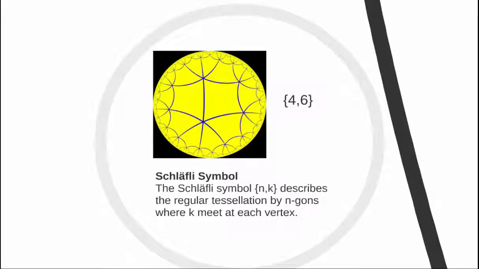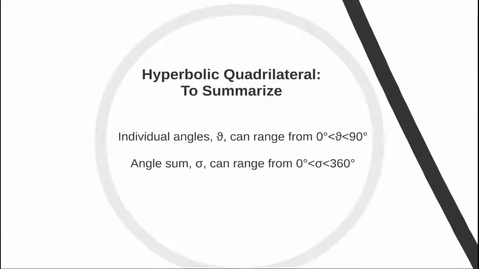This model also notes a quadrilateral using the Gillespie notation. The 4-6 represents a 4-sided polygon with 6 polygons touching at any one vertex. In summary, the individual angles range from 0 to 90 degrees, and the angle sum of a quadrilateral ranges from 0 to 360 degrees.